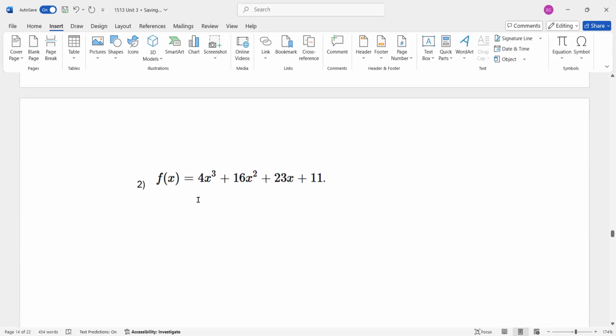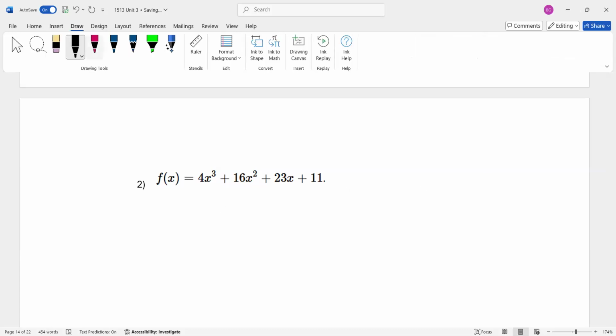This polynomial f of x equals 4x cubed plus 16x squared plus 23x plus 11. This polynomial has degree 3. Let me restate our task here. We are finding all the zeros, or roots, whatever you want to call it, it's the same thing, in the complex number set. Since the degree of the polynomial is 3, the polynomial has 3 zeros in the complex number set. Now we need to find all 3 zeros.